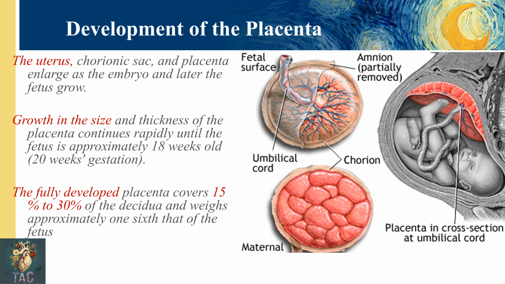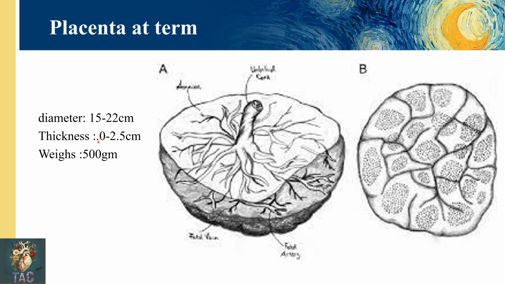Normally 15 to 20 cotyledons are present. Normal length is 15 centimeters. The weight is nearly less than 500 grams, or sometimes called 1/6 that of the fetus, and it is a discoid shape. So these are the different features of the placenta: diameter 15 to 22 centimeters, mean thickness 2.5 centimeters, and weight nearly 500 grams. This is the fetal side and this one is the maternal side.